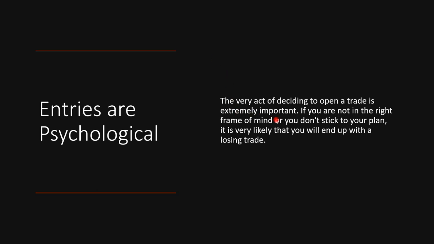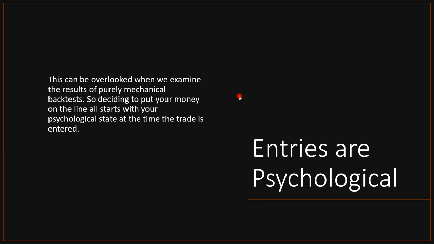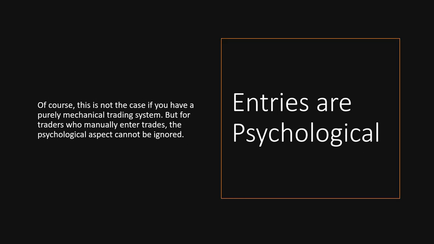And if you are not in the right frame of mind and you don't stick to your plan, it's very likely you will end up with a losing trade. So everything starts from that point. This can be overlooked when we examine the results of a purely mathematical backtest. So deciding to put your money on the line all starts with your psychological state at the time the trade is entered. Of course, this is not the case if you have a purely mechanical trading system.